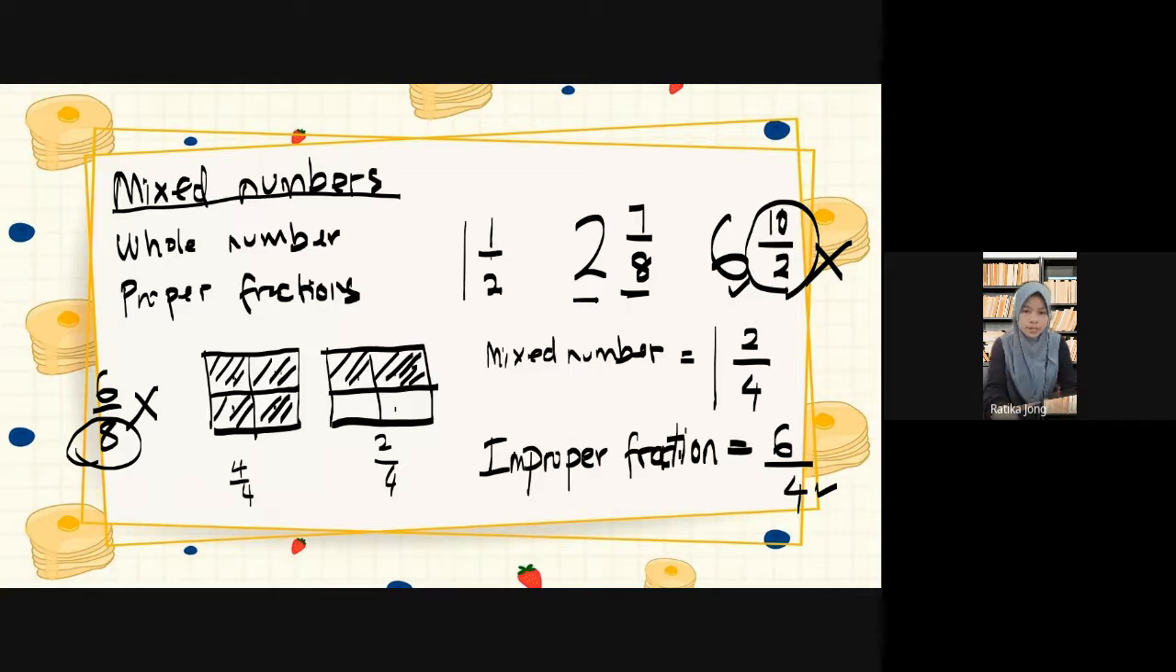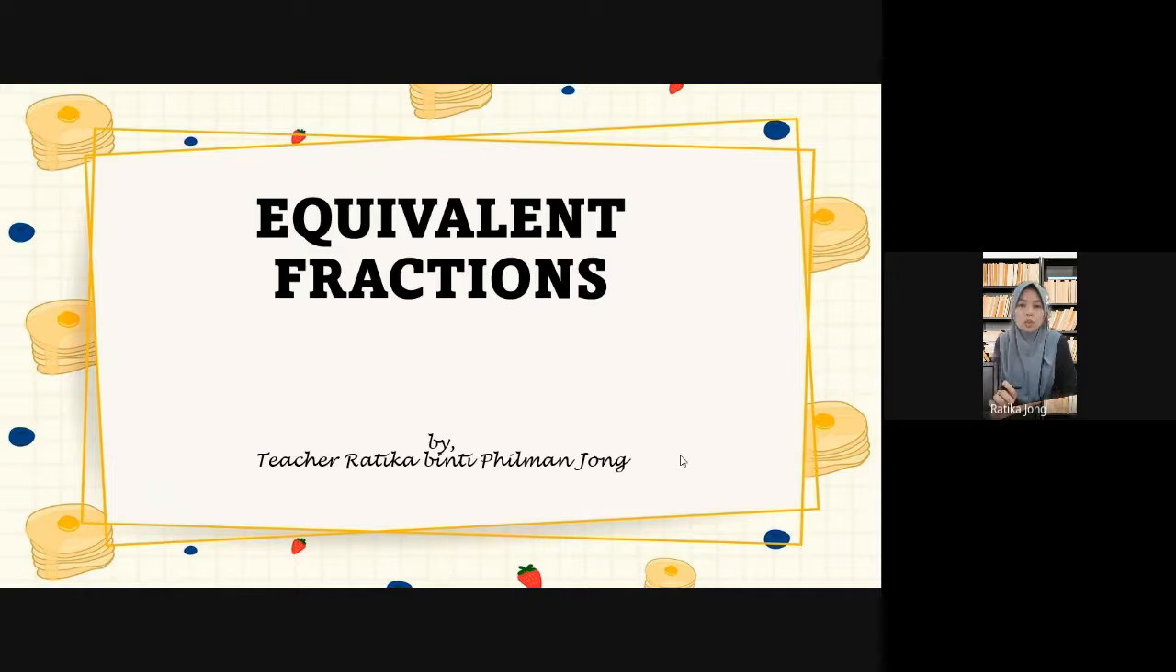So today's class, okay, that is what we learned last week. So today we are going to learn equivalent fractions. Okay, ataupun nya sama maksud macam equal. 1 plus 1 is equal to 2. Equal tu maksudnya sama. Equivalent fractions, okay, datang daripada perkataan equal, yang bermaksud sama. Apa yang sama?